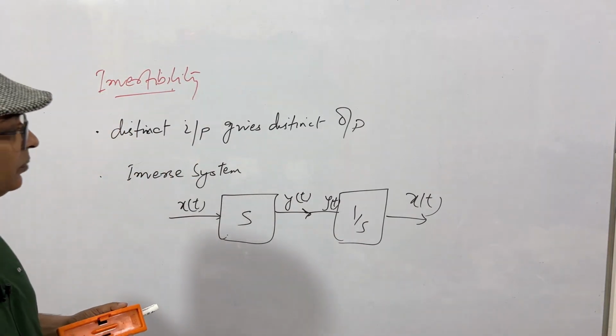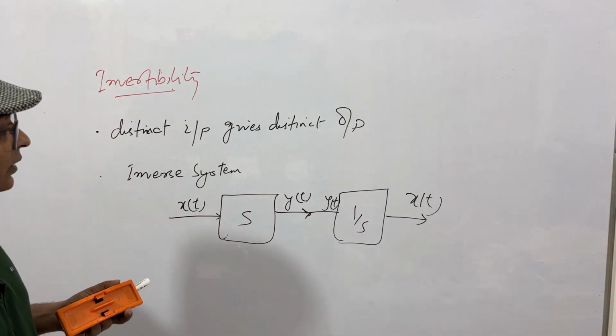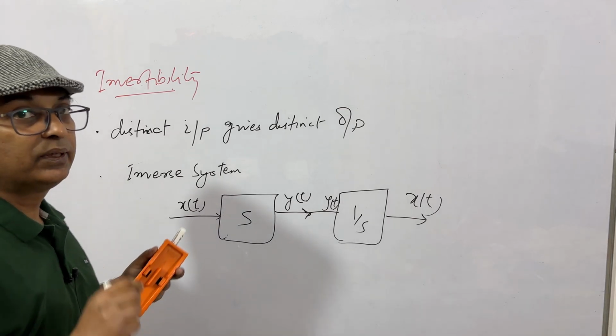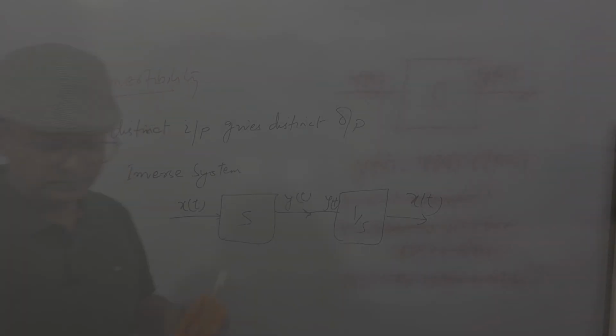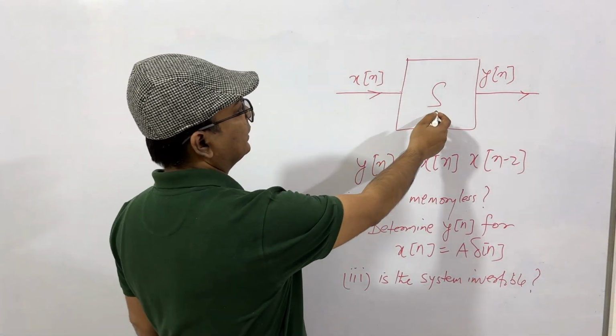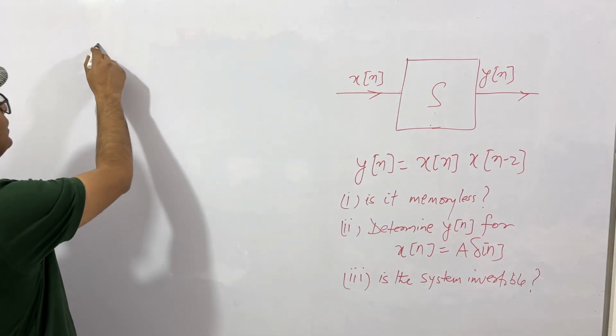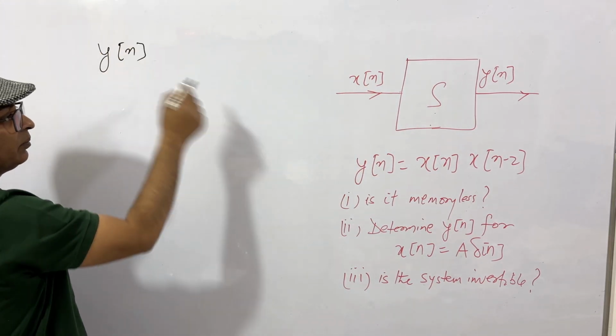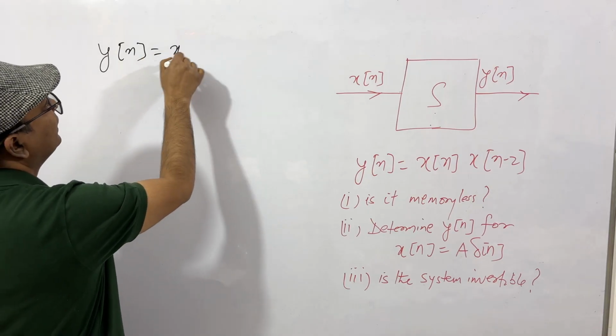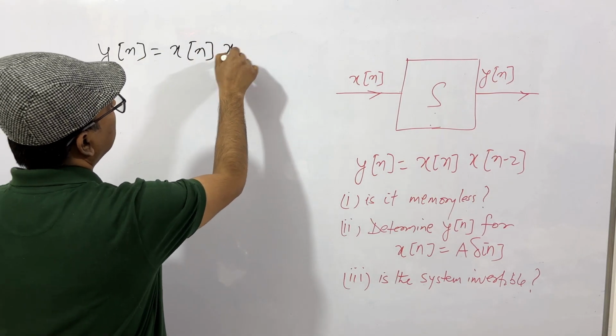Clear? Now let's see an example and understand what our approach is when we are faced with a problem. We have a system. This is the input, this is the output. The output is given as, this is a discrete system undoubtedly, y[n] equals x[n] into x[n minus 2].